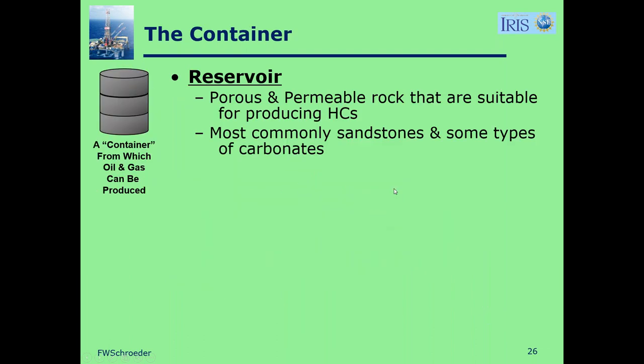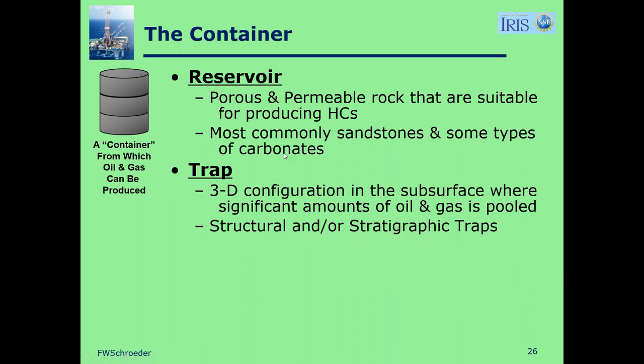For the container, we need reservoir quality rock, rock that is both porous and permeable so that we can get the fluids out. The most common conventional reservoirs would be sandstones or some type of coarse clastic, and then several types of carbonates can have reservoir quality porosity and permeability. We need a trap, a three-dimensional configuration in the subsurface where significant amounts of oil and gas can be collected or pooled or reservoired. There are traps that are purely structural. There are traps that are purely stratigraphic. And there are a number of traps that have a structural component and a stratigraphic component.